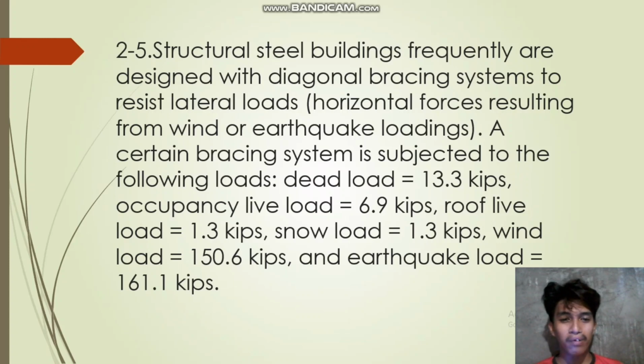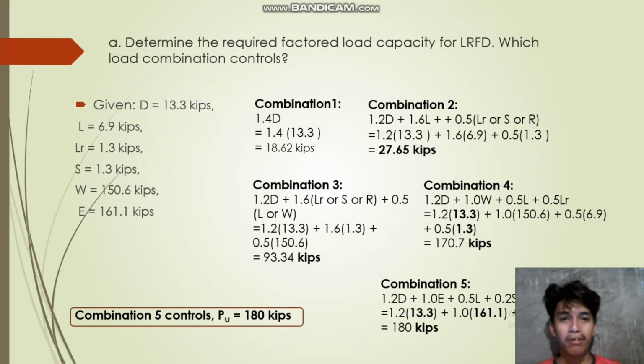Wind load is equal to 150.6 kips and earthquake load is equal to 161.1 kips. Next, letter A. Determine the required factored load capacity for LRFD. Which load combination controls? Given: dead load is equal to 13.3 kips. Live load is equal to 6.9 kips. Roof load is equal to 1.3 kips. Snow load is equal to 1.3 kips. Wind load is equal to 150.6 kips. And earthquake load is equal to 161.1 kips.